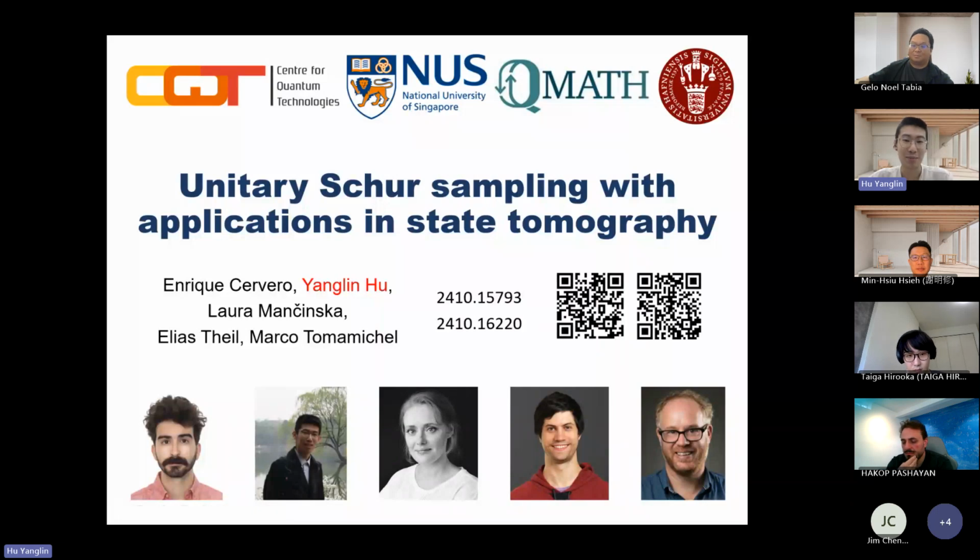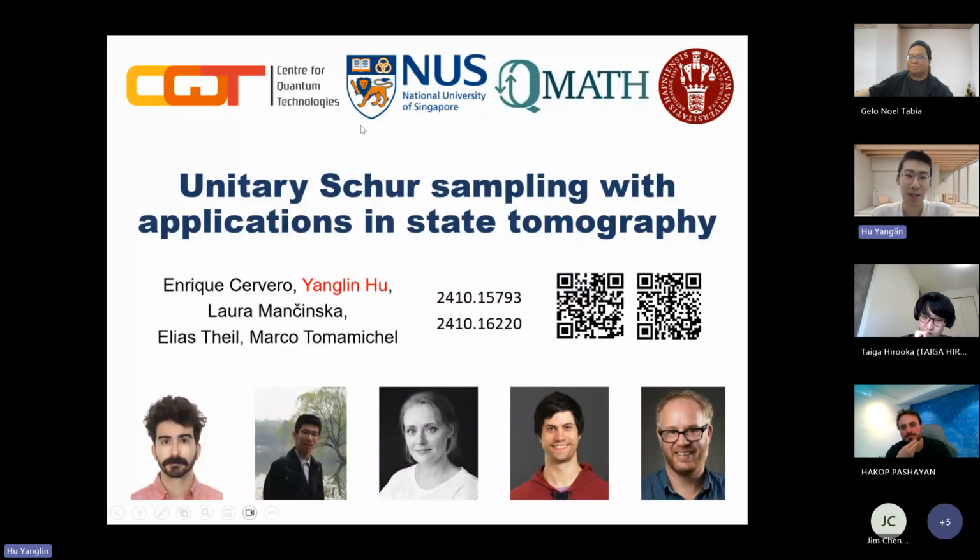Originally I wanted to talk about sample-optimal and memory-efficient state tomography, but because we have a contemporary paper and they have very close relations, I decided to talk about both papers together. These are the two papers. This is work with Enrique Severo, Laura Masinska, and Elias Sell, and also my supervisor, Marco Tomamikel.